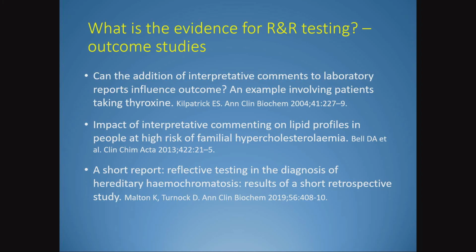There's another good study looking at the interpretation of lipid profiles and identifying patients with familial hypercholesterolemia and them getting treatment. And then we've had reflective tests looking at hemochromatosis. And hemochromatosis is another good example of overdiagnosis, because the number of patients who've got hemochromatosis who actually get into trouble with their disease is fairly small.